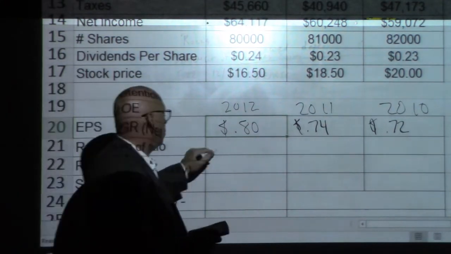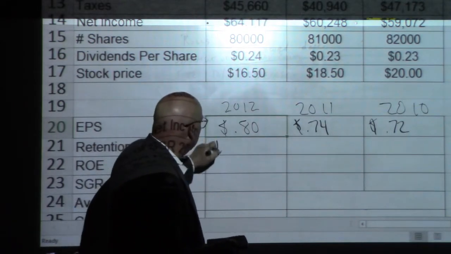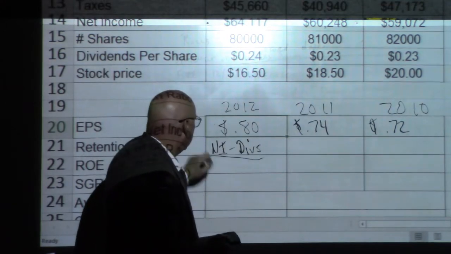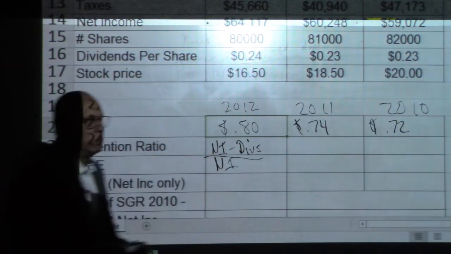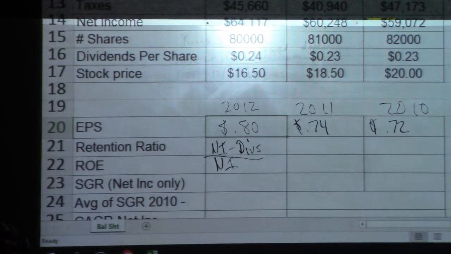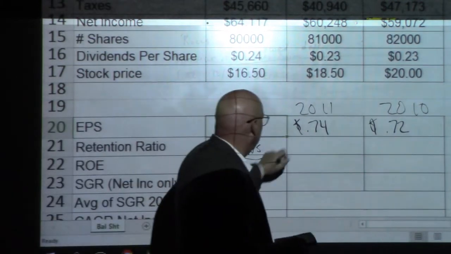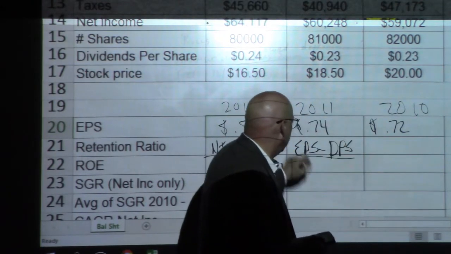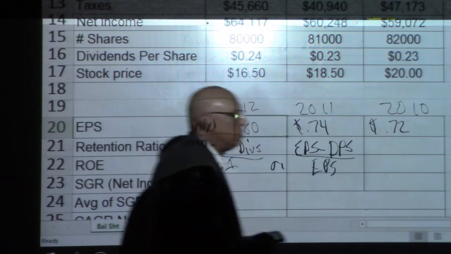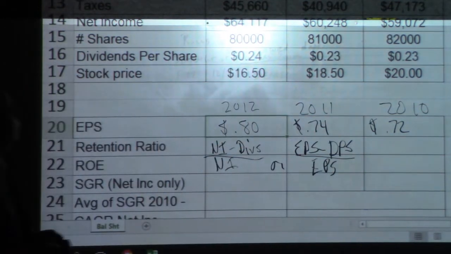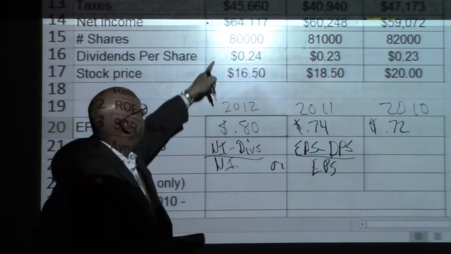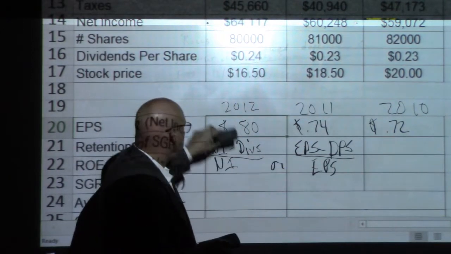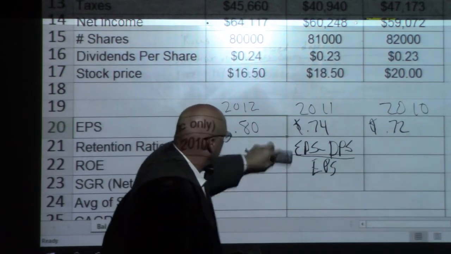Remember what the retention ratio is? It's net income minus dividends divided by net income. Okay? Or it's earnings per share minus dividends per share divided by earnings per share. All right, so what do we have here? We've got earnings per share and we have dividends per share. So let's use this one. So let's find our retention ratio.